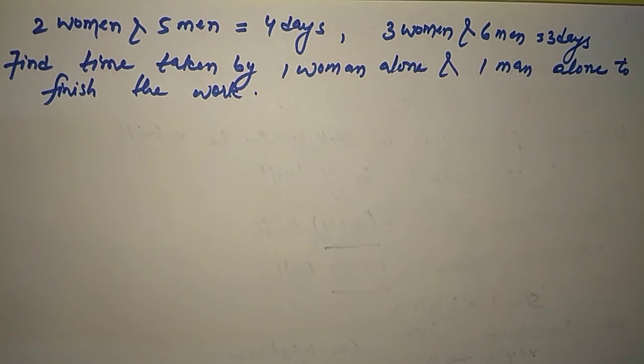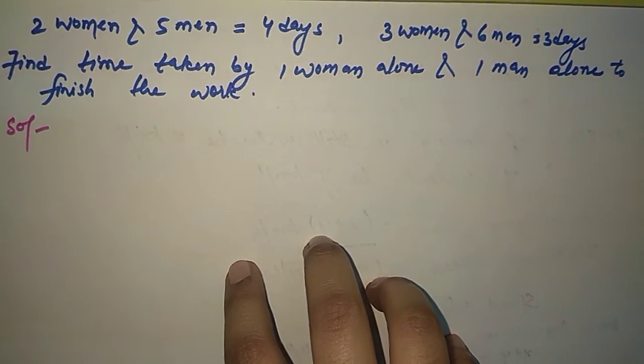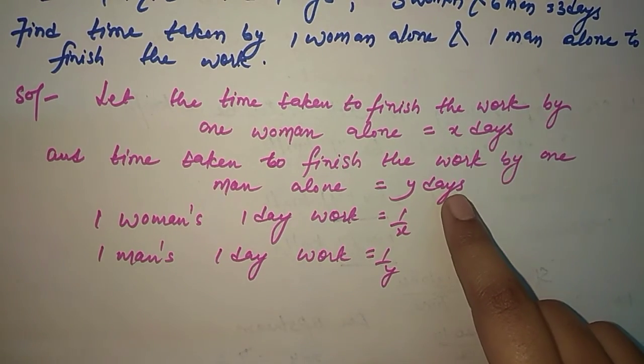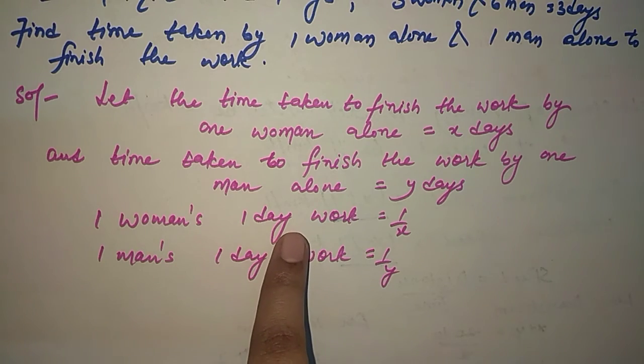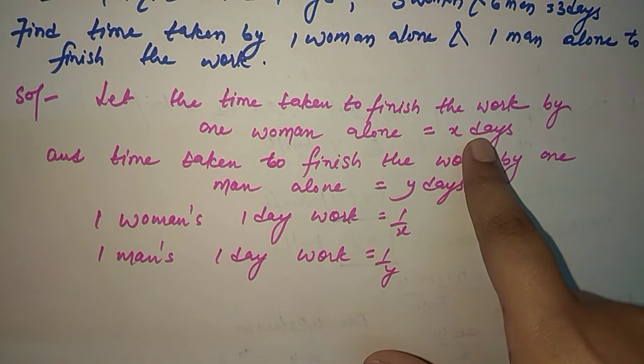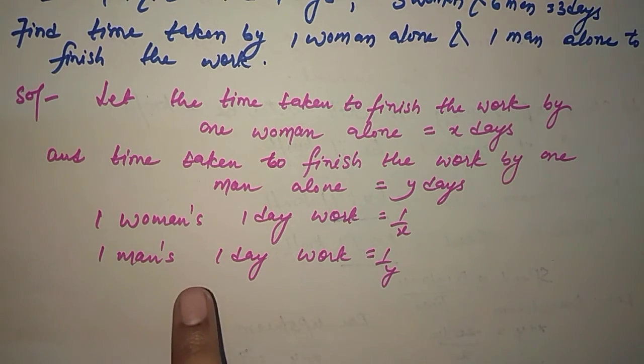I want to find time taken by one woman alone to finish the work. So let it be X. And one man alone to finish the work, let it be Y. So here are the variables. Now one woman's 1 day work. Here the total number of days is X to finish the whole work. So 1 day work is 1 by X. One man's 1 day work is 1 by Y. So now we have to frame the equations.